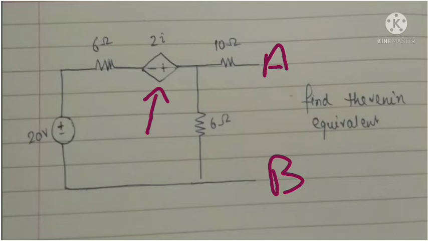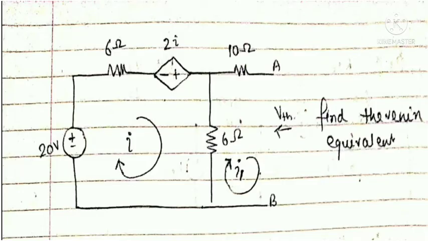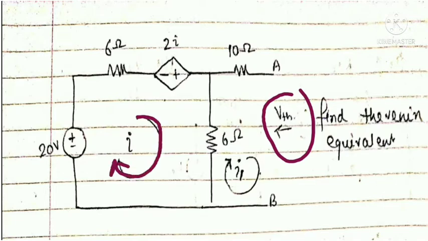The first procedure to solve Thevenin's theorem is to find VTH across AB. This is the first step. We have to find the VTH, and we will solve by using KVL, Kirchhoff voltage law. This is the first loop, and this is the second loop.